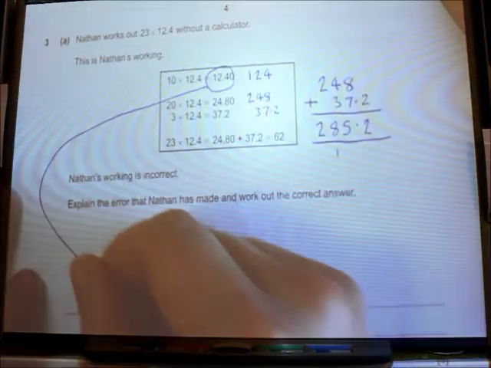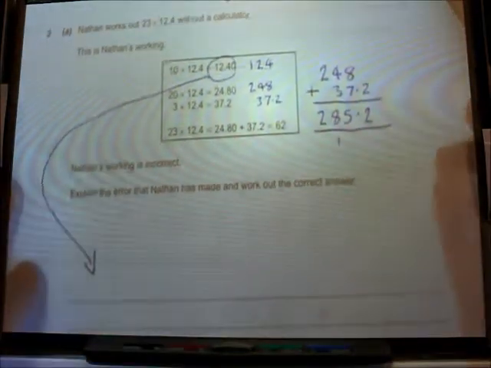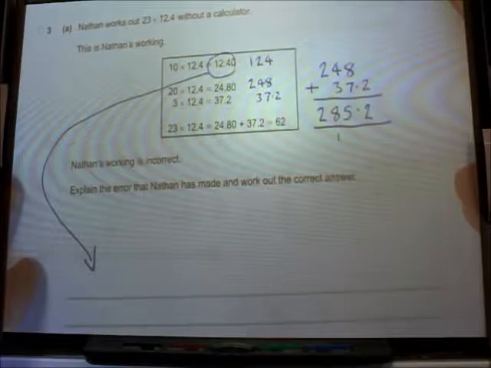So draw a little arrow and explain it down there. He's multiplied by 10 incorrectly. The correct answer should be 124.